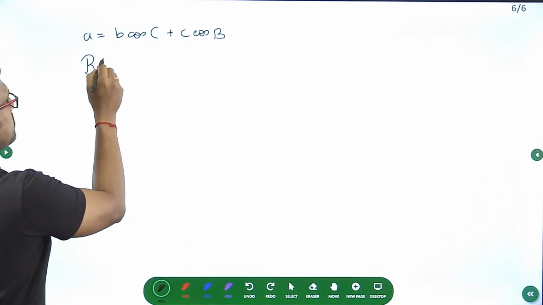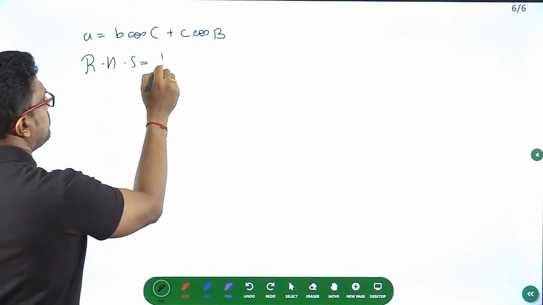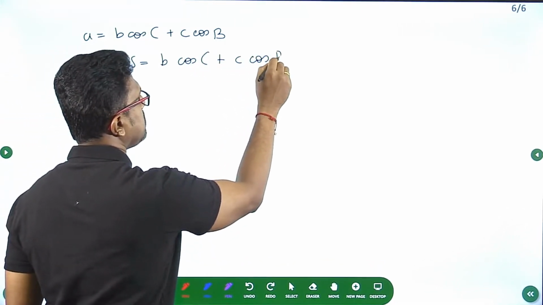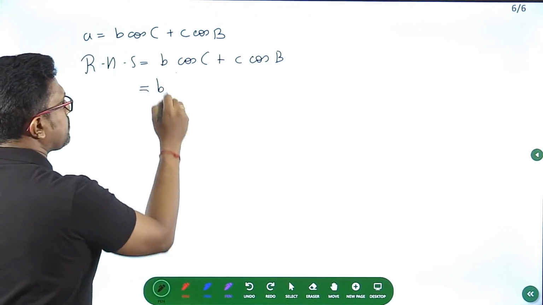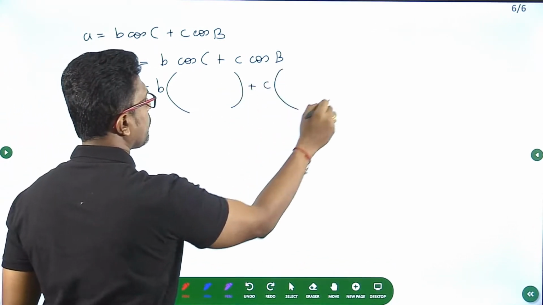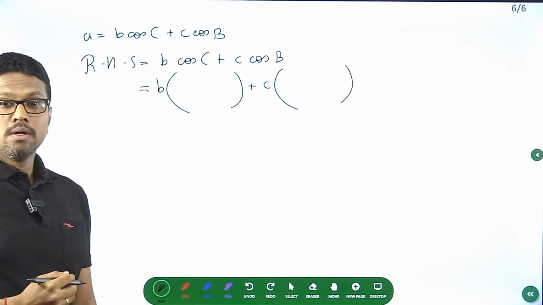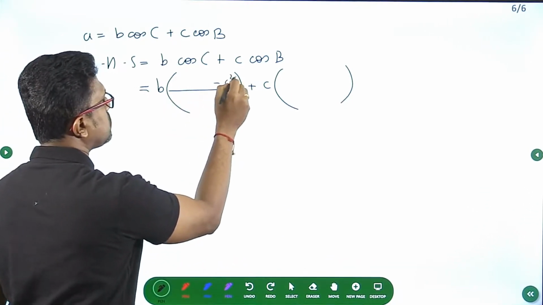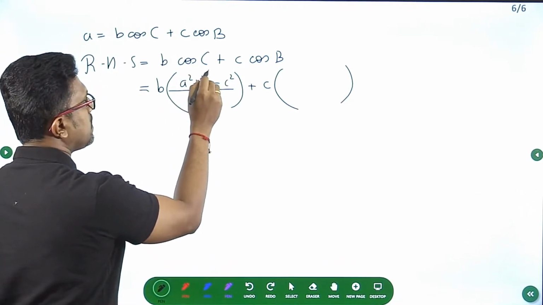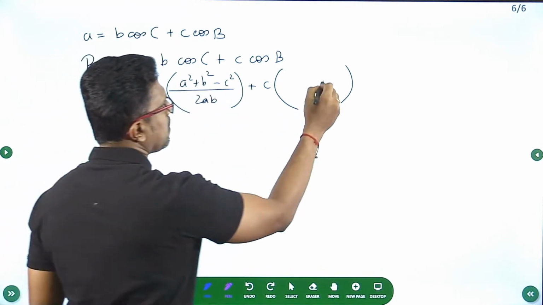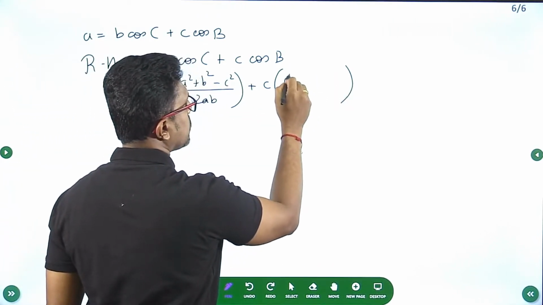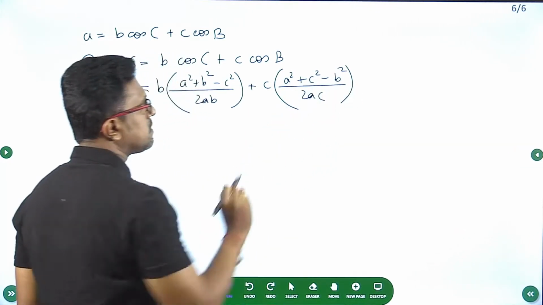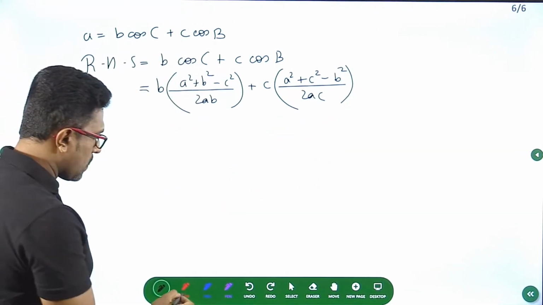So if I start from the RHS, b cos c plus c cos b. Okay. So what is cos c? Cos c का फॉर्मूला क्या होगा? That will be minus c square, correct? a square plus b square upon 2ab. Cos b के लिए क्या होगा? Obviously minus b square था, so a square plus c square minus b square upon 2ac. This is what we have for cosine rule.